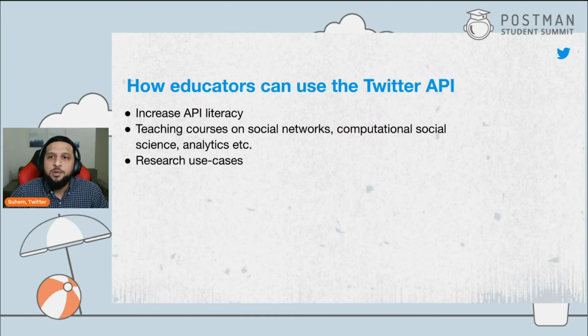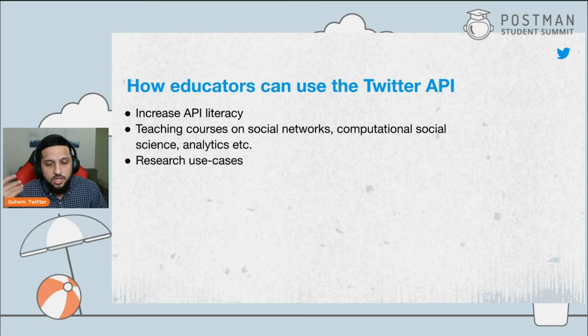So a few examples of how educators are using the Twitter API, right? One is obviously to increase API literacy. Many professors want to make sure that their students are ready for industry skills, meaning they know how to connect with APIs, get data, store that data, and all of those things. So many professors are actually using the Twitter API for that, to teach in a classroom setup. And by teaching, they're also using it in specific courses around social networks, computational social science courses, analytic courses, and things like that.